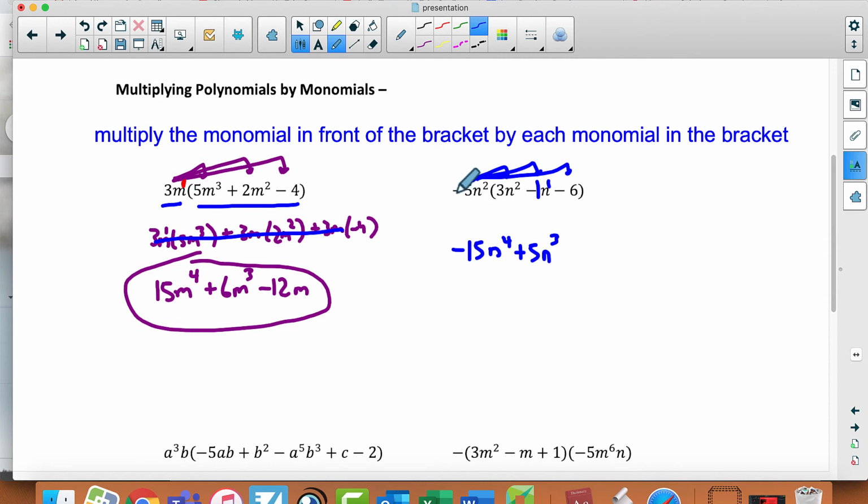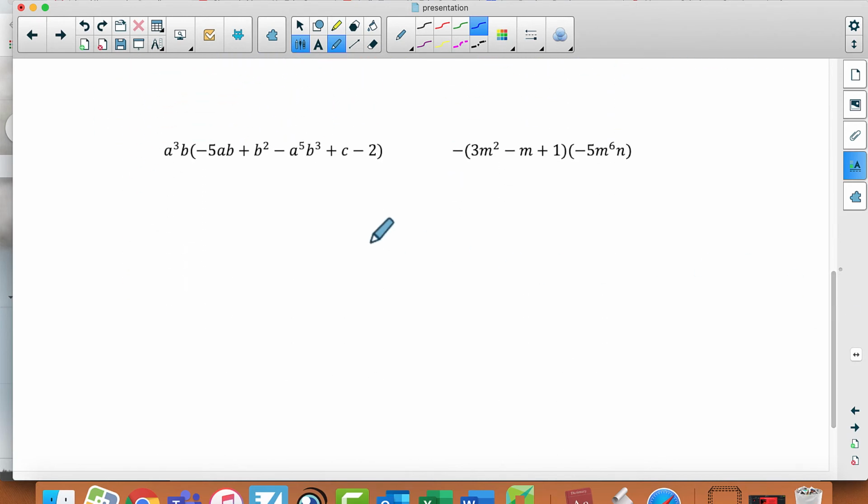Okay, now we do negative 5n squared times negative 6. Multiply the numbers. Negative 5 times negative 6 is positive. Two negatives make a positive. Positive 30. And then we have n squared times, well, there's nothing to multiply it by, so it just remains n squared. And that's it. A couple more and we're done.